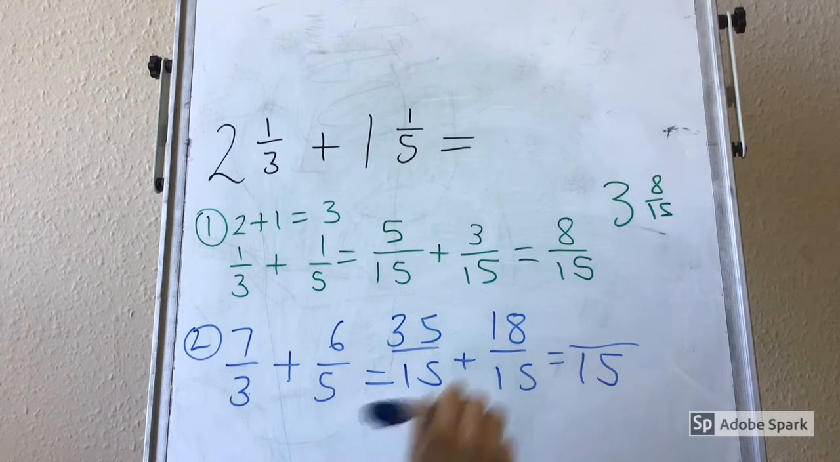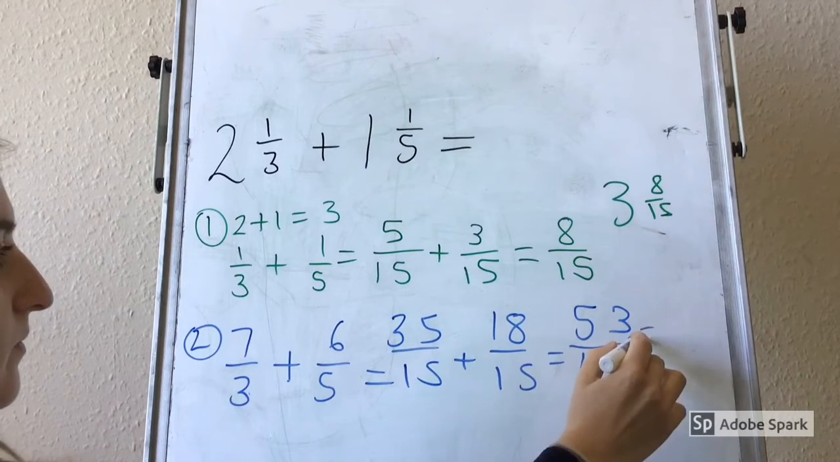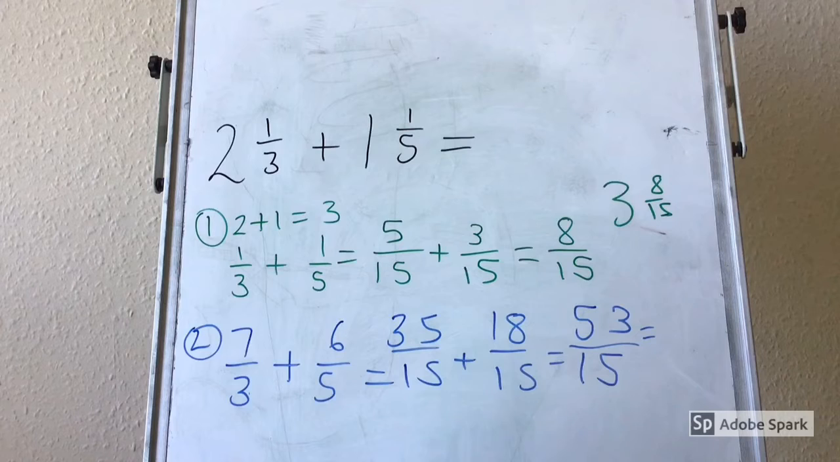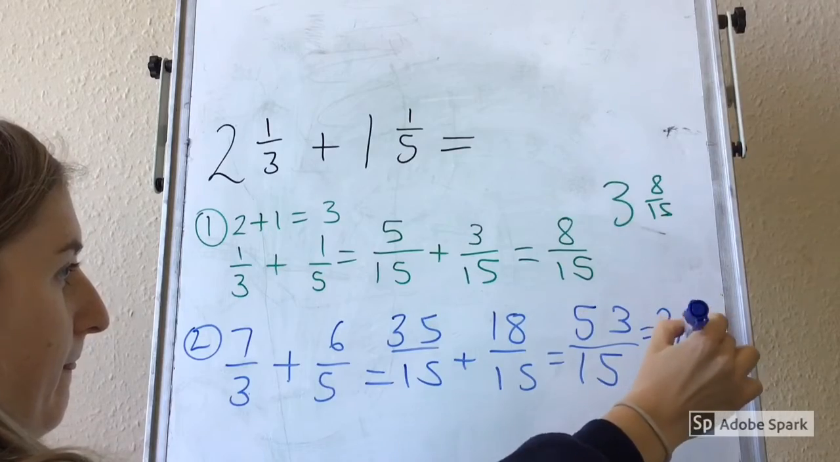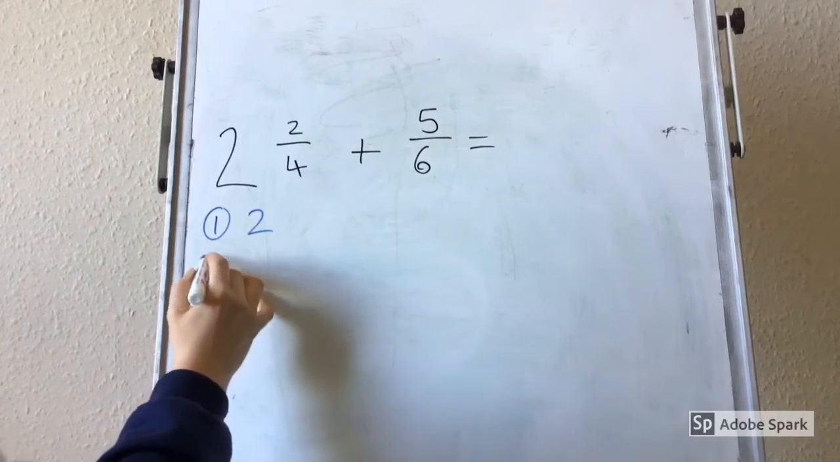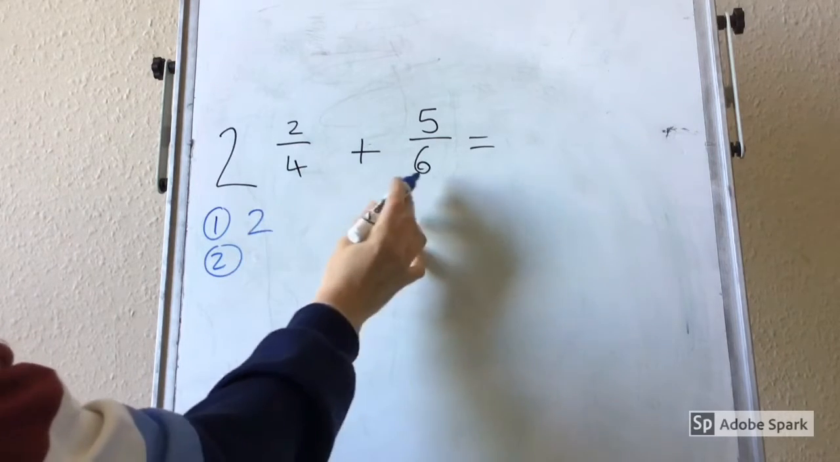35 plus 18 is 53, but this is an improper fraction, so to change to a mixed number, I know that 15 goes into 53 3 times into 45, and there are 8 left over. So I get the same answer here of 3 wholes and 8 fifteenths. So here is another mixed number addition. See if you can follow one of the 2 methods to find the answer.